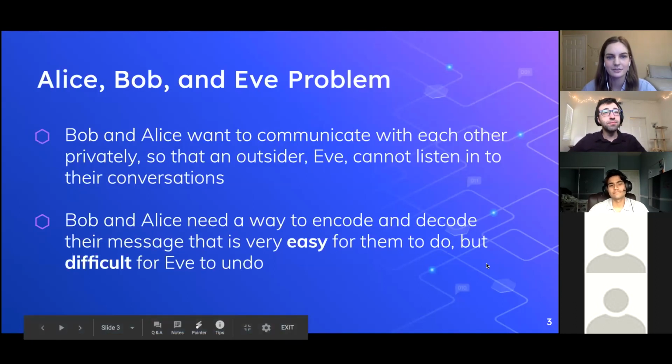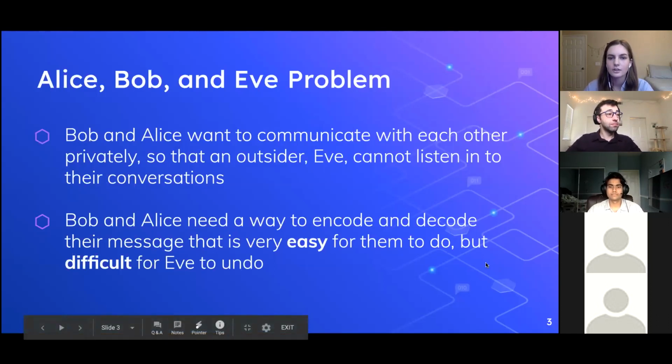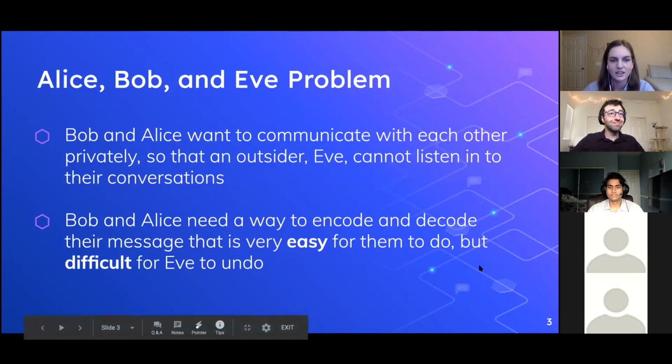So a way to more simply explain the bigger picture is through the problem that's facing Alice, Bob, and Eve. Alice and Bob are just two parties. They want to communicate with each other, but they want to do so privately so that an outsider, Eve, can't listen in on their conversations. So their goal is to create some way to exchange messages, and we want them to be able to exchange messages very easily with each other, but we want to make it difficult for Eve if she's trying to eavesdrop on their conversations. We want it to be a problem for her to get in the middle and find out the information or change the message.